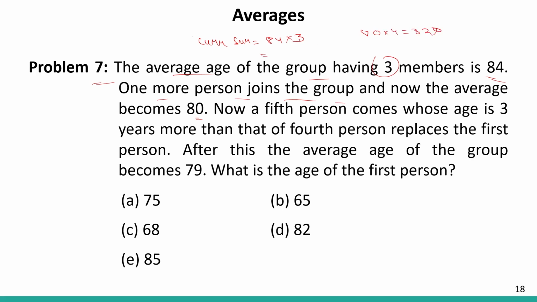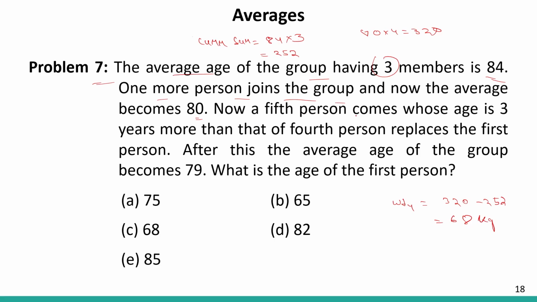So this is equal to 84 into 3, which is 252. And this is 320. So the age of the fourth person is equal to 320 minus 252. That is 68, so it will be 68 years for that fourth person.